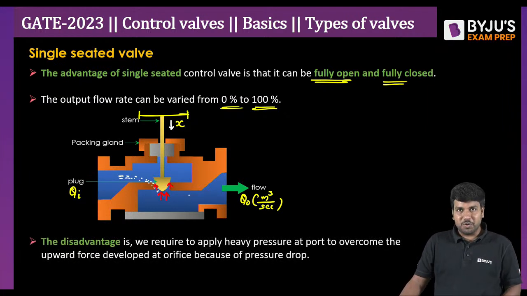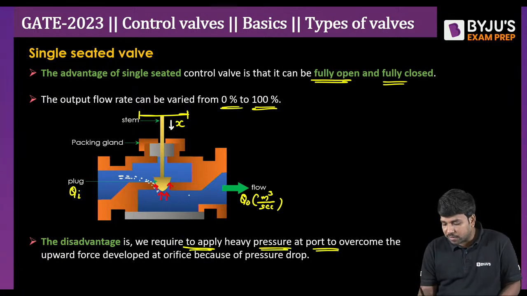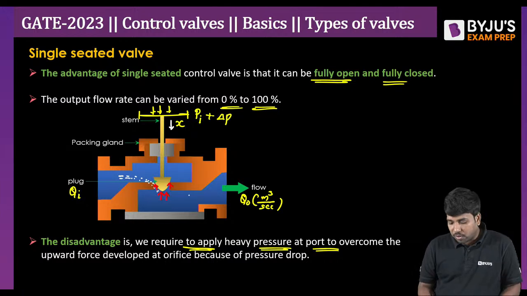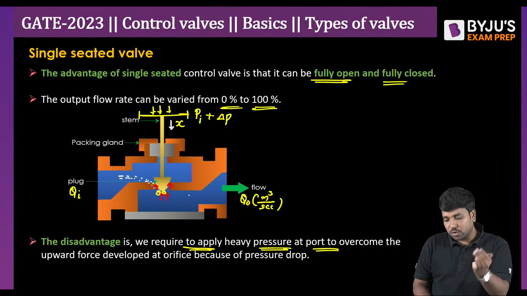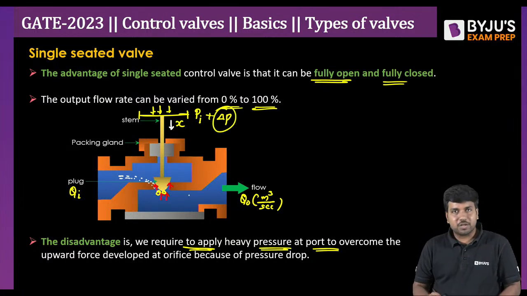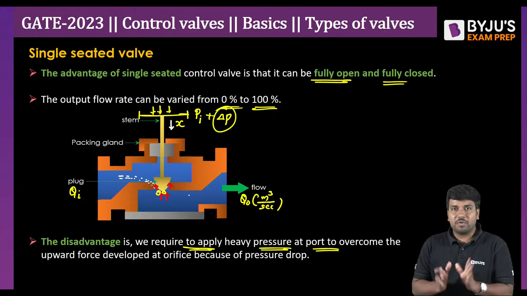Look at that. This is beautiful. The disadvantage is, if we require to apply heavy pressure at the port, that means here, I already told you, generally we will apply some pressure here, but in this case we need to apply extra pressure here. Why so? Because the particles accumulated at the bottom of the plug will try to apply an upward force. To overcome that, we need to apply the extra pressure here, and that is the greatest disadvantage in the single seated type control valve.